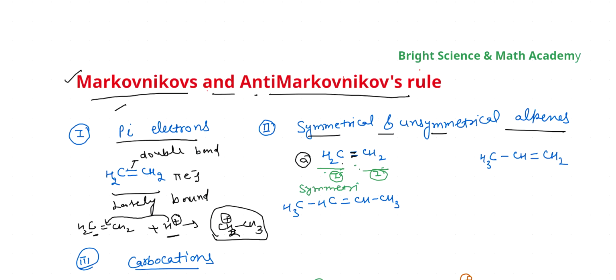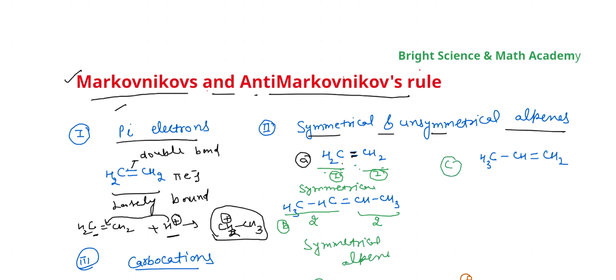Take another example. This is your compound B, and in this case, there are two carbons on the left side of the double bond, and on the right-hand side, there are also two carbons. Then it is also a symmetrical alkene. Okay. Then take a look at the third example.